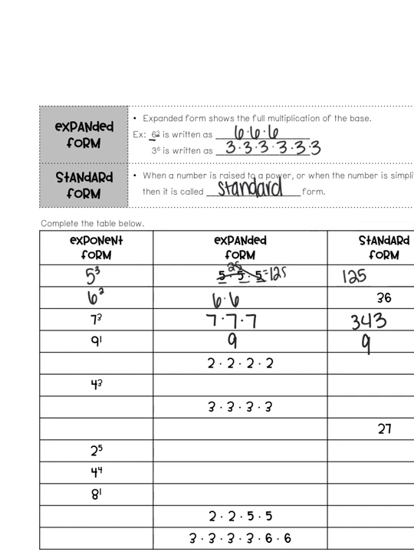This one, again, they gave it to me in exponent form, so I have 2 times 2 times 2 times 2, which would be 2 to the fourth power. Again, it's not just 2 times 4, it's 2 times itself 4 times. So 2 times 2 is 4, 4 times 2 is 8, 8 times 2 is 16.